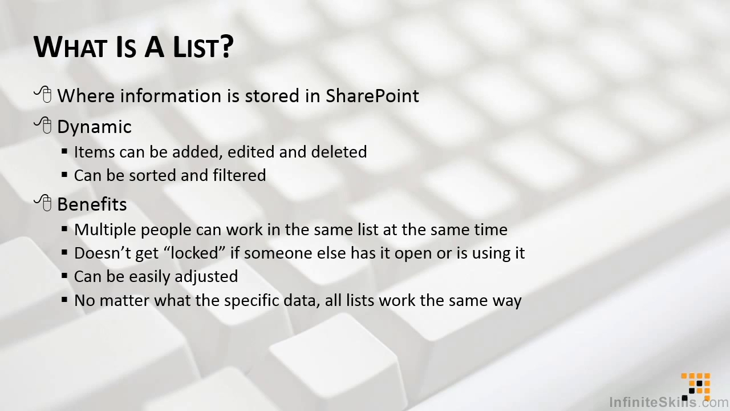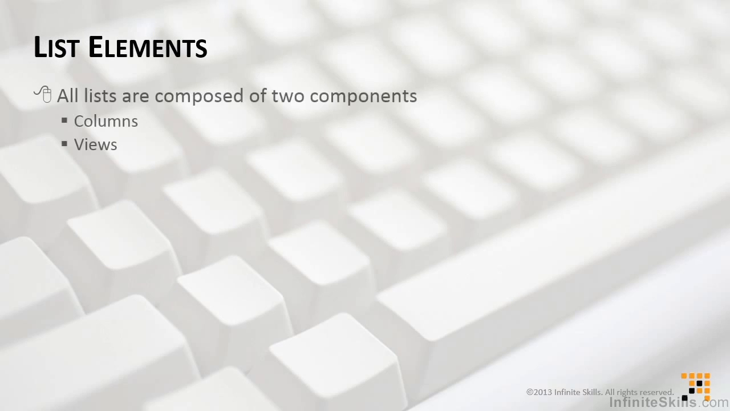So now that you have an idea what a list is, what does a list contain or what is it made up of? Well, the list elements are actually very simple. All lists are composed of two components, columns and views. Now, before I get a bunch of emails from the technical people out there that are going to correct me on all the different settings and things, I want to clarify we're keeping things simple here. Lists do also have a variety of settings, but when we're trying to understand them and we try to say what are they made up of, really it's just columns and views that we're concerned about.